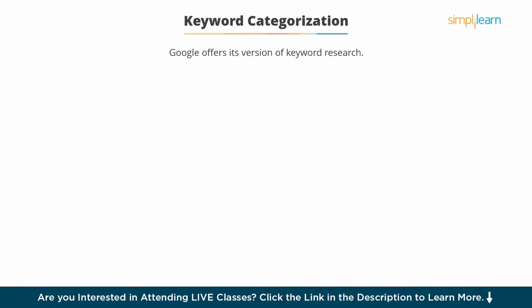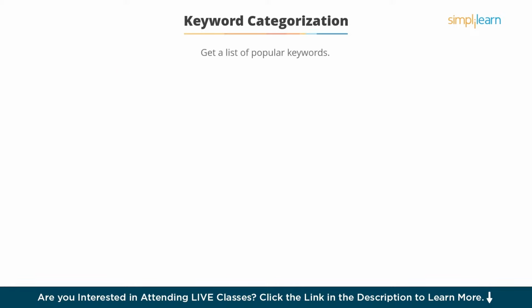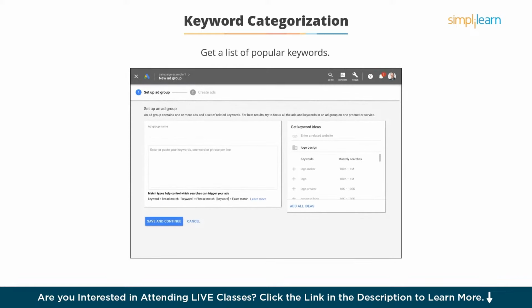Google offers its version of keyword research. You can find it in the Keyword Tool portion of Google Ads. The first method of researching keywords is simply to start with a list of words that you think are relevant to your business. Start by typing in a word or phrase that best describes what your business does and how people would find you. Suggested keywords will appear along with an estimate of the number of monthly searches for that word or phrase. Just start making a list of the relevant or similar keywords at this point.